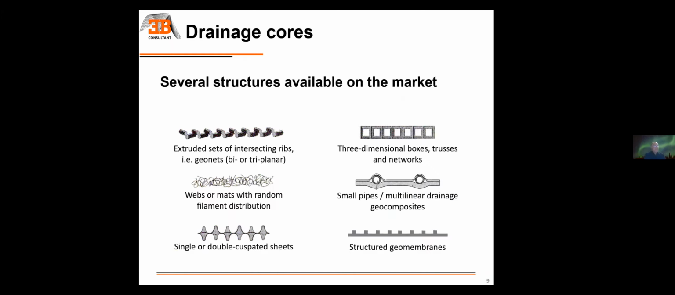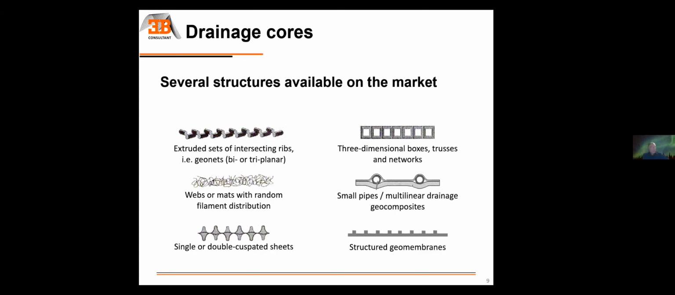There are many different products available in the market, and that is getting commercial in the sense that many manufacturers have different approaches to drainage. All of them want to have this cavity preserved by 2 geotextiles, and there are different structures. First one, the most common, is the use of a geonet, biplanar, triplanar geonet. Second one is three-dimensional boxes.